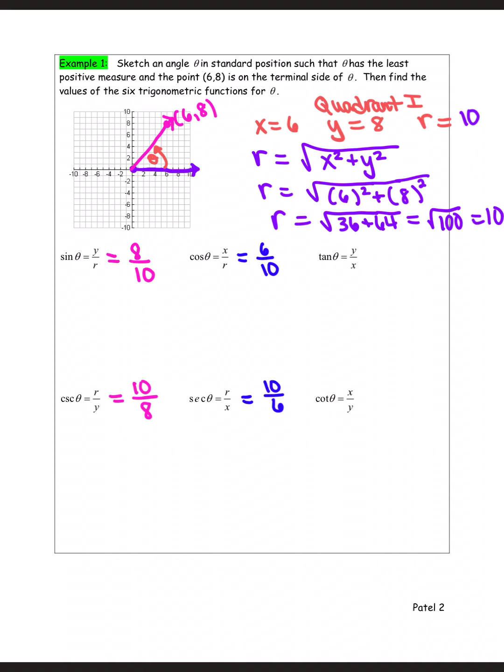And tan of theta is equal to y over x. Y is 8, x is 6. So cotangent is the reciprocal of that, which is 6/8. And then I'll go through and simplify each one of those. So we have that sine of theta is equal to 4/5. Cosecant of theta is equal to 5/4.